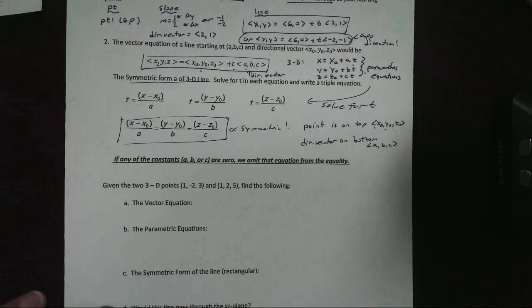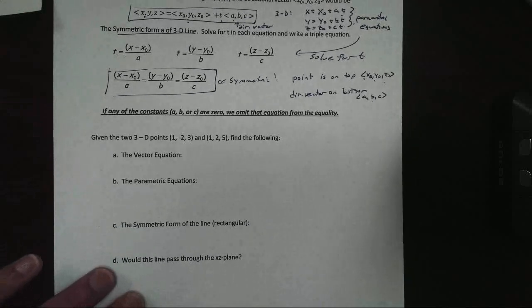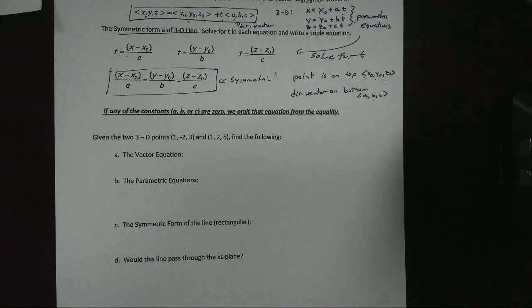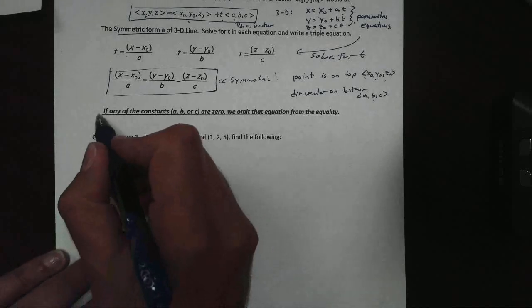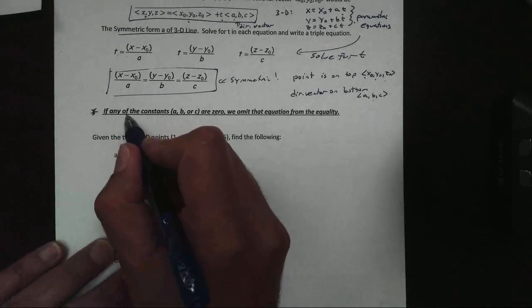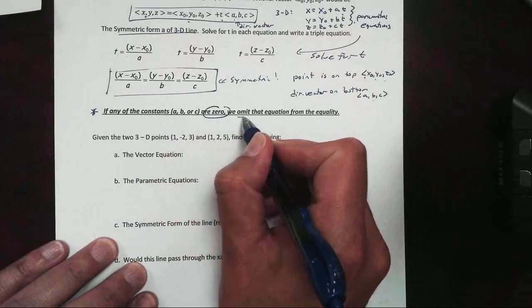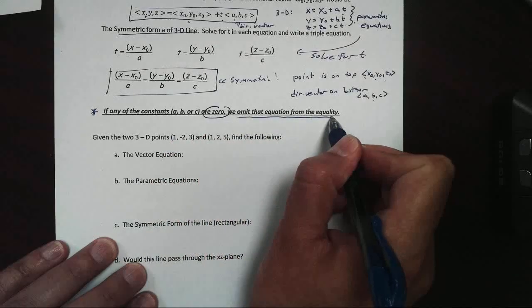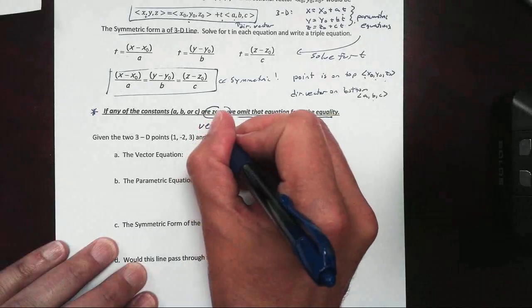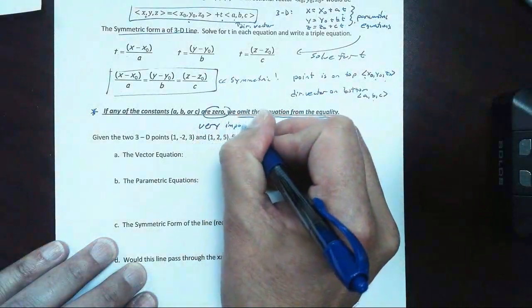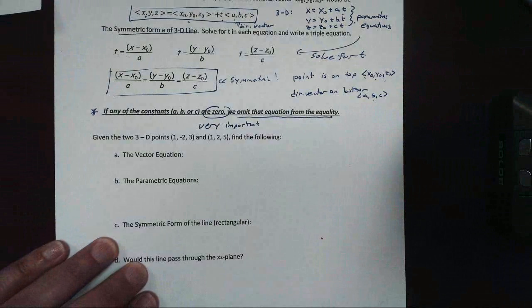We're on part 1 here in this example down here. Then we'll take a look at some other problems on the back. Now, almost forgot to mention, if any of the constants a, b, or c are 0, we omit that equation from the equality. We're going to see an example like this. This is actually very important, and it's the one that most of us tend to forget.